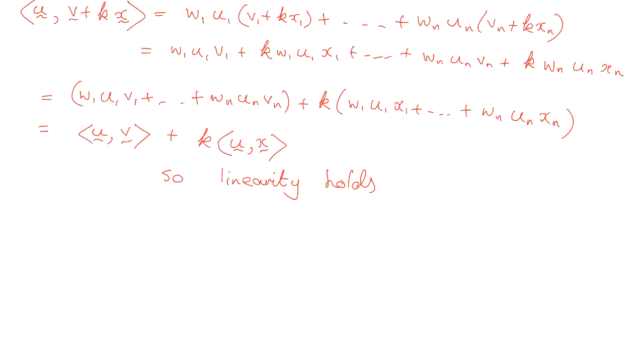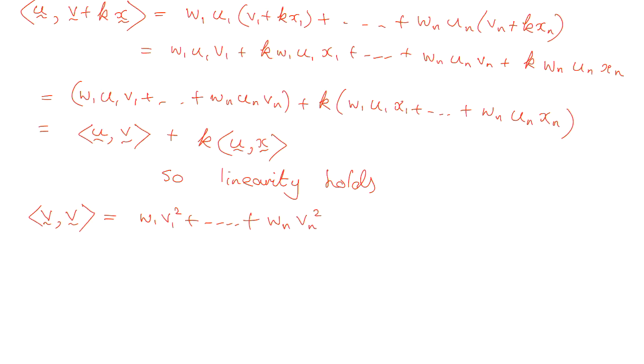All right, so what about positive definiteness? So now we just need to consider the inner product of v with v. And we're going to do two things. So let's write it out. So this is w1 v1 squared plus blah, blah, blah, plus wn vn squared. Agreed? Now, all the wi's are non-negative. In fact, they're strictly positive.